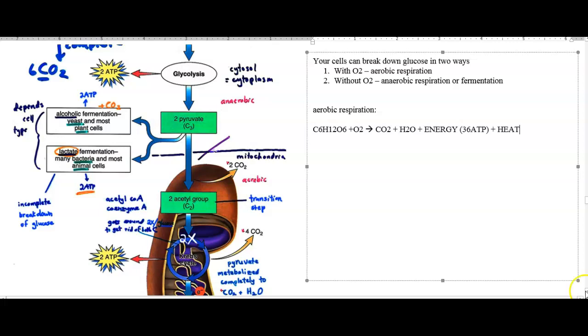They're not getting any more oxygen. So what it's going to do, it's going to start to break down glucose without oxygen.